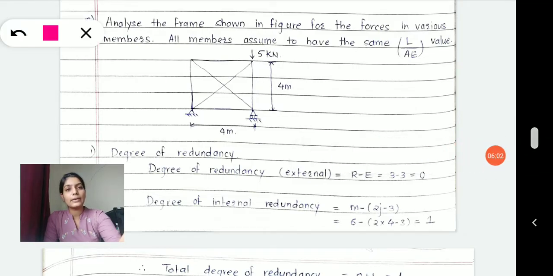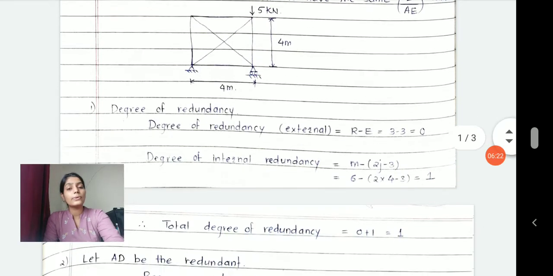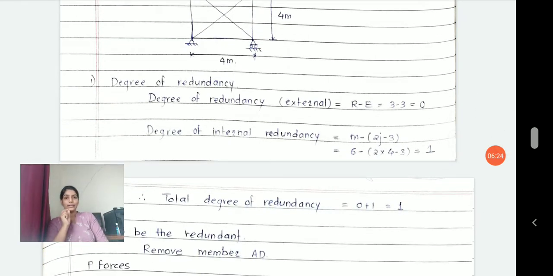Here the members are 1, 2, 3, 4, 5, 6. 6 minus how many joints? 1, 2, 3 and 4. How many joints are there? 4 joints are there. So 6 minus 2 into 4 minus 3 will give us an answer of 1. Okay. So by looking at the degree of indeterminacy, we can conclude that my structure is externally determinate but the internal degree of indeterminacy is 1.